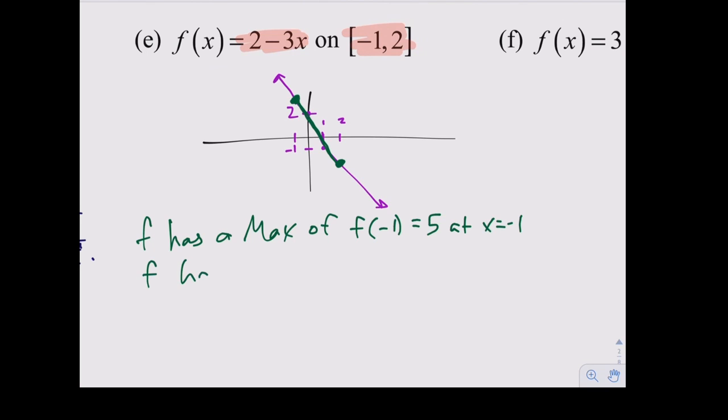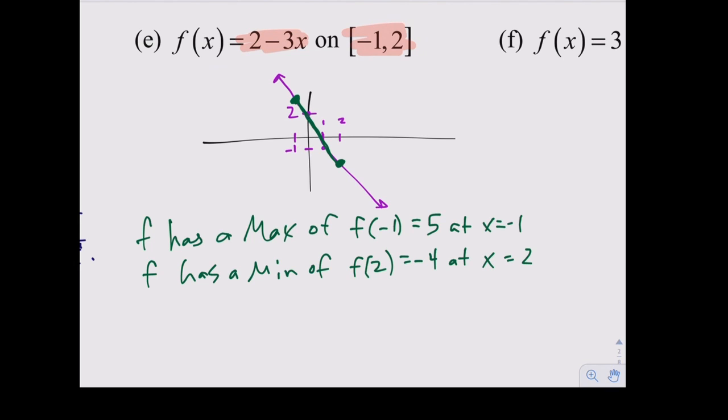And F has a min of what? Well, we could say it's F of 2, which when we plug it in gives us 2 minus 6, which is -4. And it occurs at x equals 2, which is also an endpoint. Are there any values of x on this function where the derivative was 0? No. But yet we still had a max and a min at the endpoints because we had a, what type of interval?